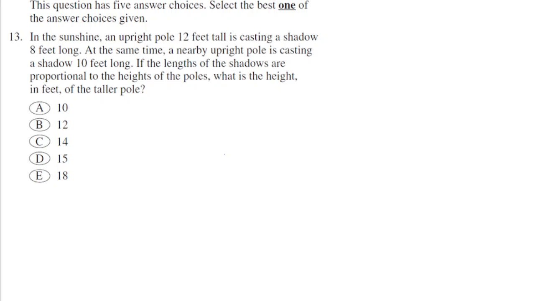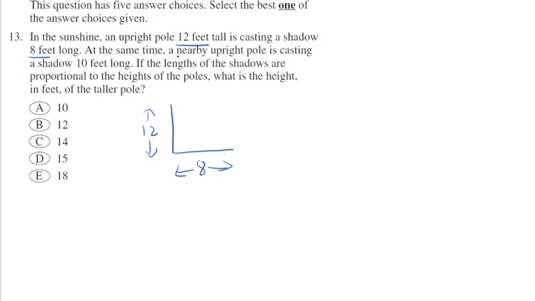There is an upright pole whose height is 12 feet and it is casting a shadow of 8 feet long. So let me draw this. So there is this pole whose height is 12 feet and the length of the shadow that it is casting is 8 feet.